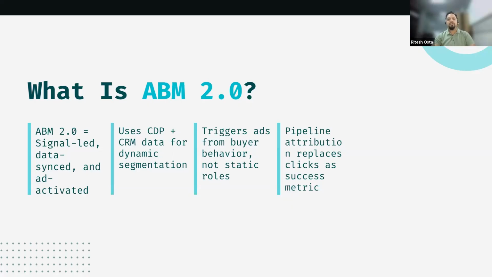And pipeline attribution replaces clicks as success metrics. So the success metric, unlike Google Ads, is not just clicks. With Google Ads, you run the ads and then you just wait for who clicked, and based on the number of clicks, you basically track your conversion. That is how Google Ads works. But in ABM 2.0, the success metric is not just clicks but also pipeline attribution. That means how well your pipeline is growing. Is it growing? Is the sales velocity increasing, and so on. So success metrics change a little bit when it comes to ABM 2.0, right?